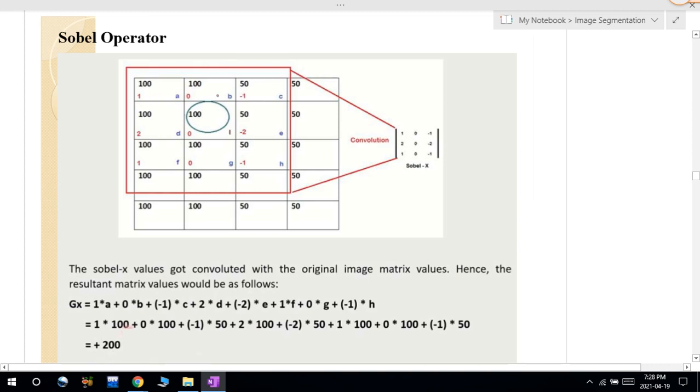And the intensity values are like 100, 100, 50, 100, 100. So these are the image intensity values. Here we have to see only up to this part. So here 100, we will multiply this one: 1 into 100 plus 0 into 100 minus 1 into 50. Like this, if you do it, I will get the gx value as 200.